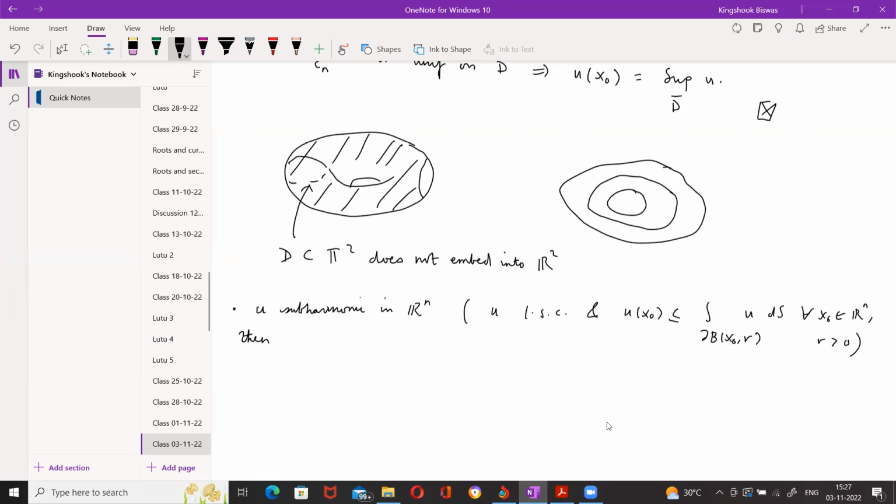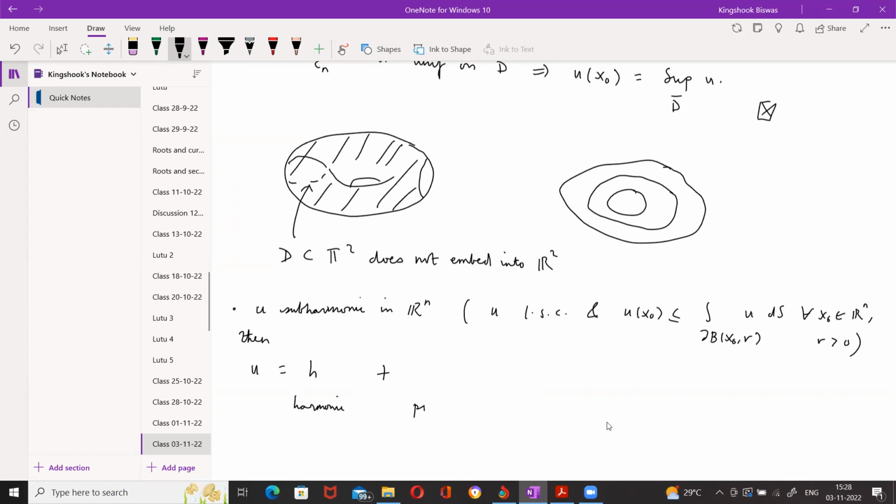Yeah, that's right. So what happens is that u is equal to a harmonic function plus what is called a potential.